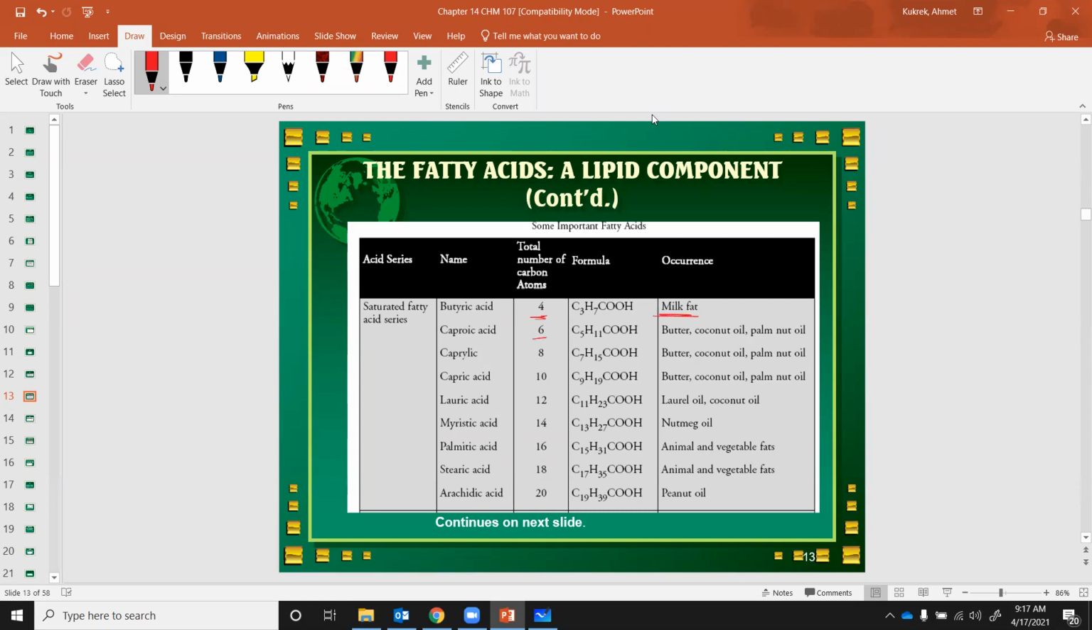If it's 6 carbon, we will find it in butter, coconut oil, palm oil, etc. If it's 12, lauric acid; 14, nutmeg oil. And as you can see, 16 and 18, you're going to see this in animal fats, the real fat that we're talking about, in meats and things like that. And look at this, peanut oil has 20 carbon, and this is called arachidic acid.